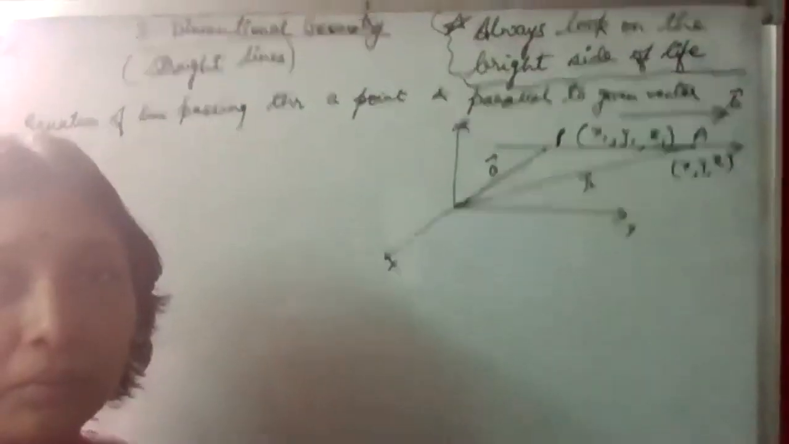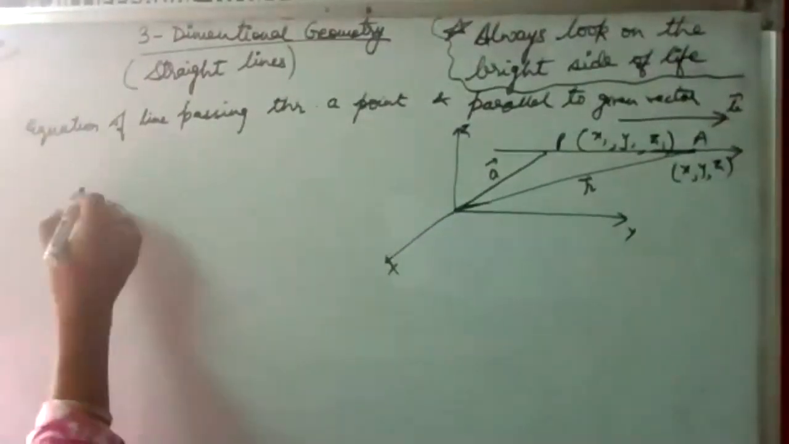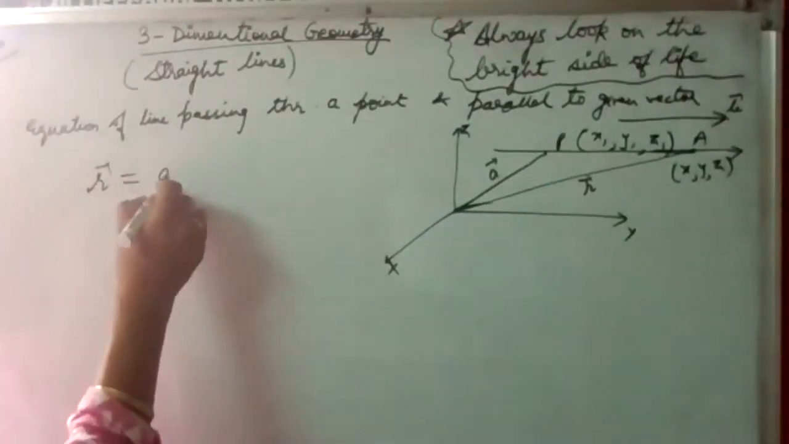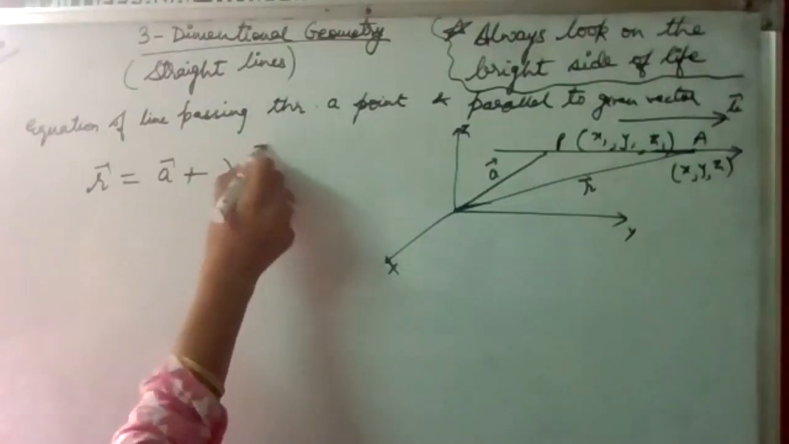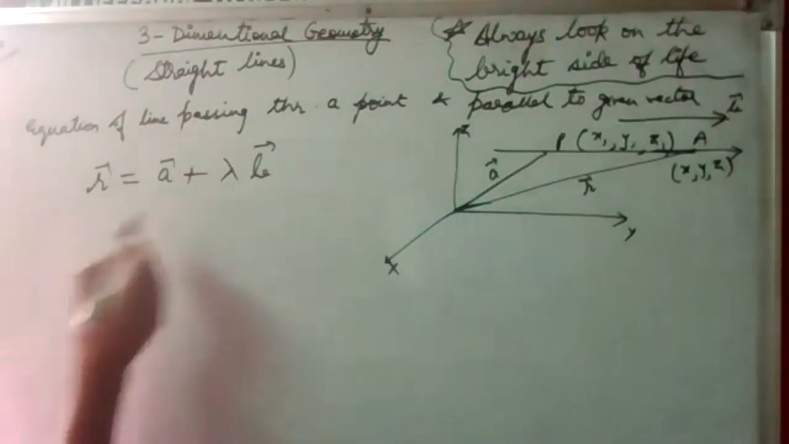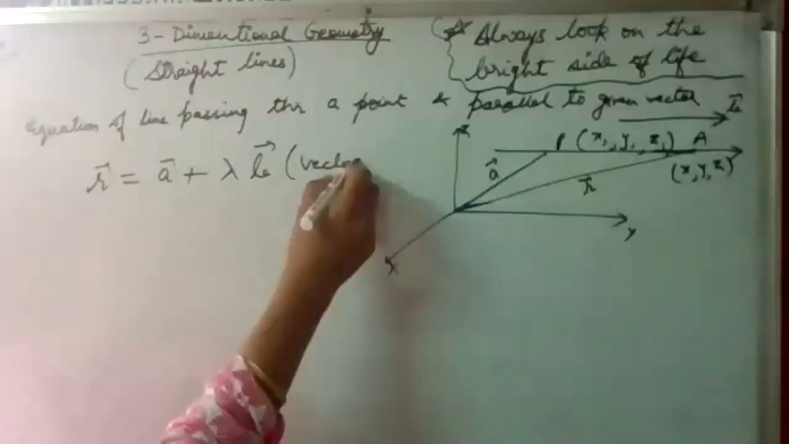Let's take it as PA. And there is a vector which is given parallel to this line. So this is the parallel vector. We are taking it as b vector. Now, the equation is r vector equal to a vector plus lambda b vector, where this is the vector form of the equation.